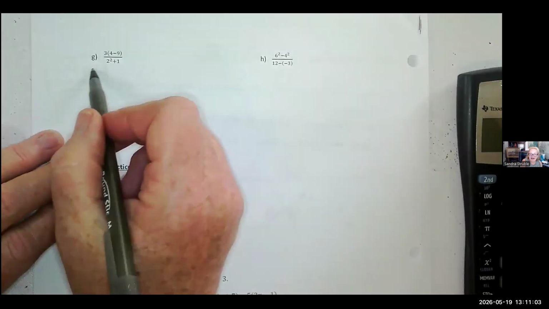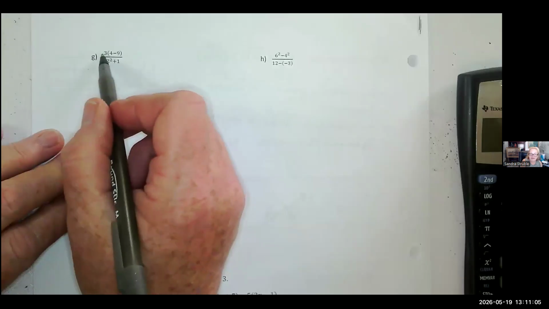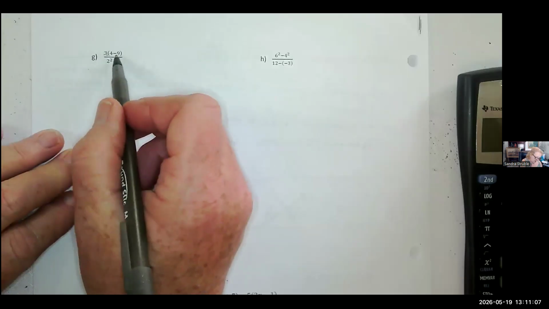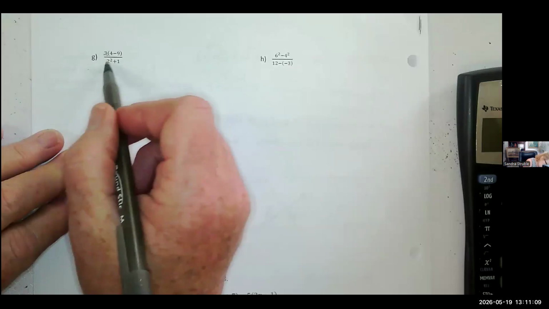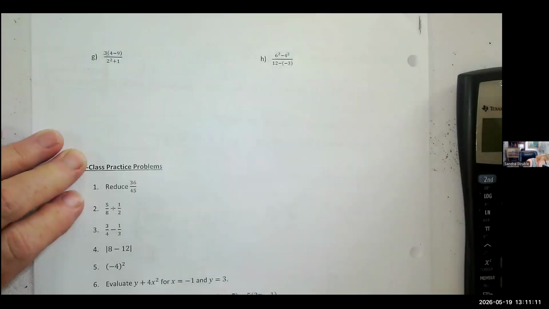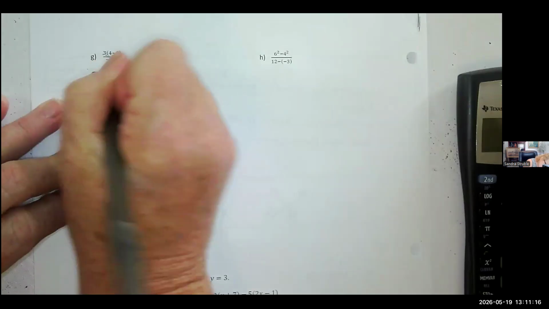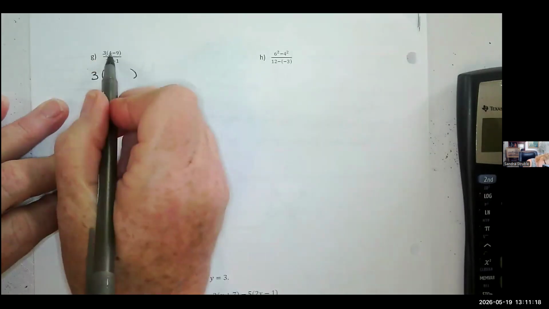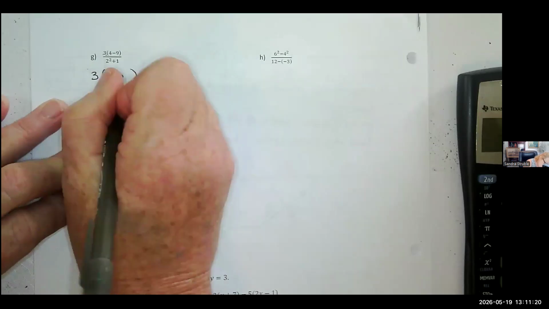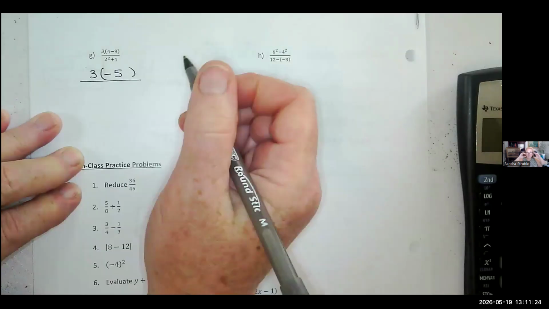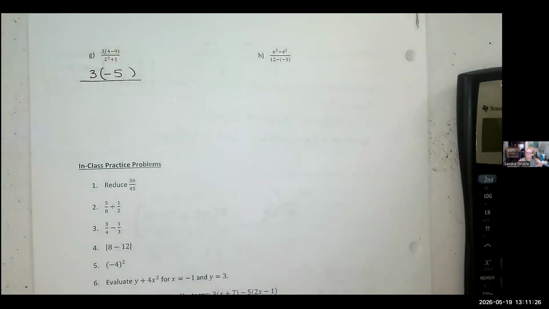So we've got 3 times 4 minus 9 divided by 2 squared plus 1. Well, do not distribute. Again, you have to do what's in the parentheses first. The signs are different, so you subtract and take the sign of the larger number. Now, you have to work on the numerator, then you have to work on the denominator. You can do them at the same time, and then you divide.